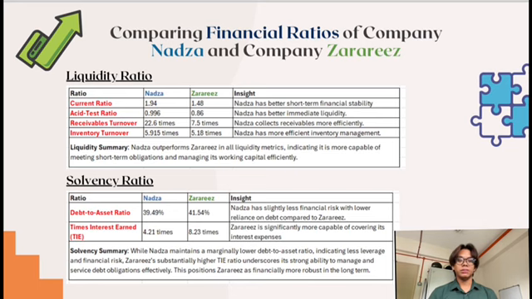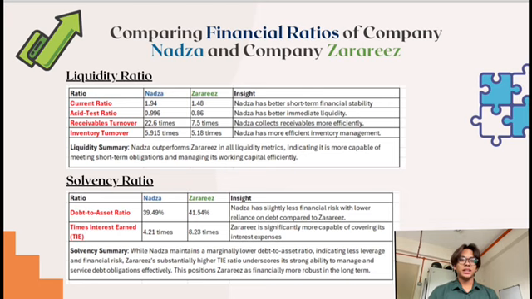For their receivable turnover, once again, Naza shows a significant result with 22.6 times efficiency compared to Zararis, which is 7.5 times. Lastly, Naza also has a more efficient inventory turnover than Zararis. From the liquidity ratio, Naza outperforms Zararis in all liquidity metrics, indicating it is more capable of meeting short-term obligations and managing its working capital efficiently.